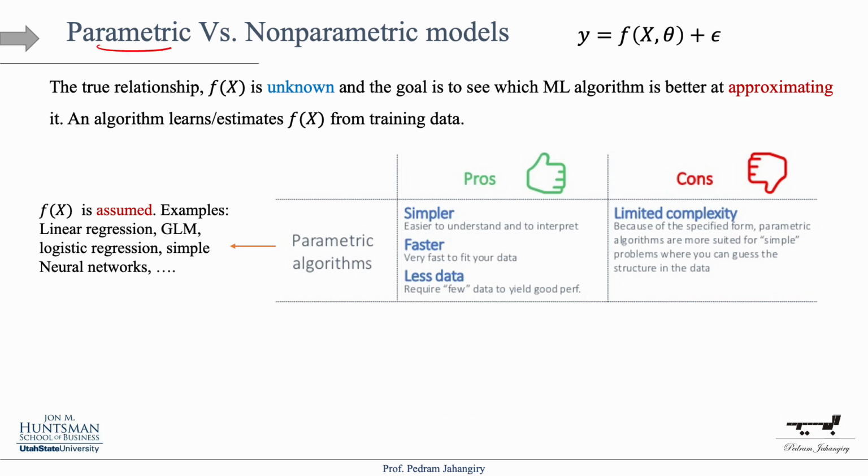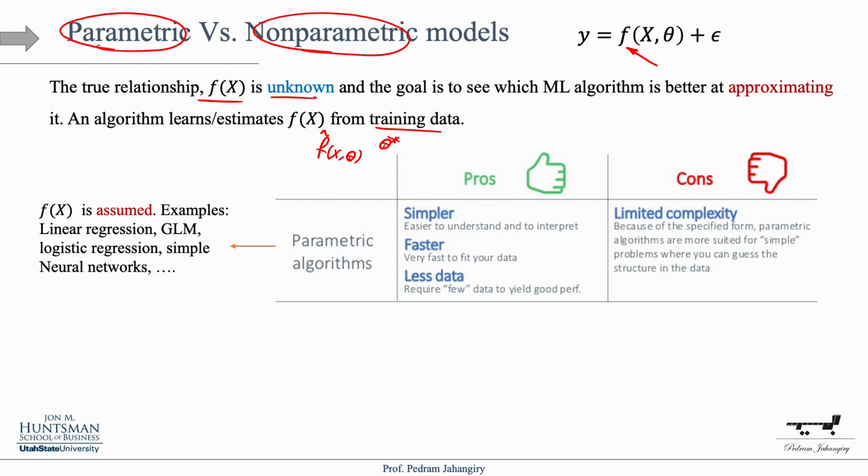Now let's talk about parametric versus non-parametric models, right? Remember, the true relationship, that unobservable f of x, is unknown. And the goal is to see which machine learning algorithm is better at approximating that unobservable function, that f of x. An algorithm is going to learn or estimate that f of x from the training data. So basically it's going to figure out what is f hat of x, or we can write f hat of x and theta. And basically by training we mean the theta stars have been solved for, right?